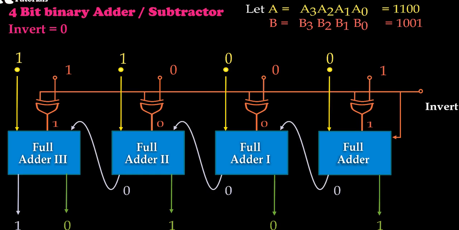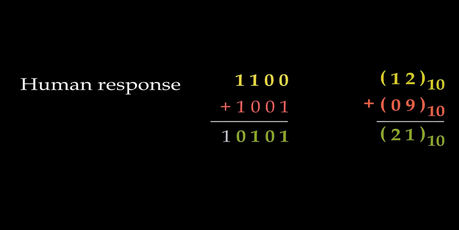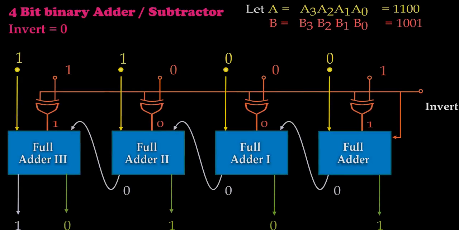This carry will be given to the last full adder. Carry is 0, so the inputs for the fourth full adder will be 1, 1, 0. So at the output we will get 1, 0: 1 will be the carry and the sum will be 0. Output will be 1, 0, 1, 0, 1, which is nothing but 21. So here 12 plus 9, that is 21, is generated by this circuit. So if the invert terminal is connected to 0, this circuit will perform addition.